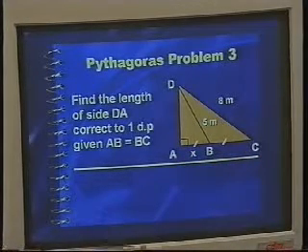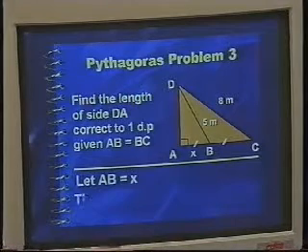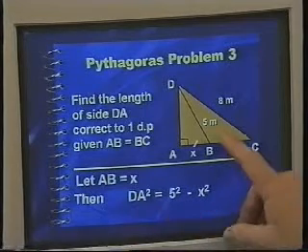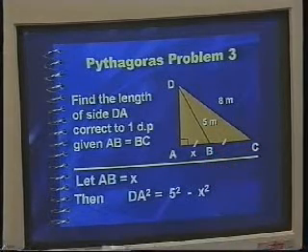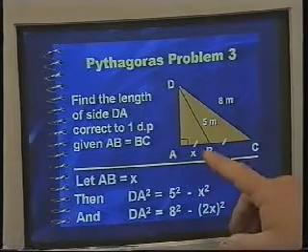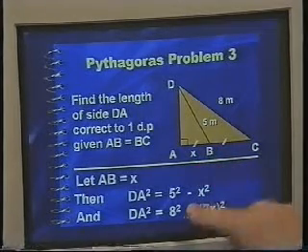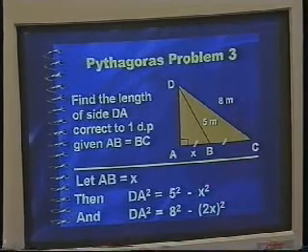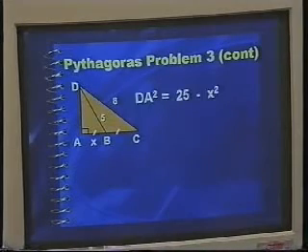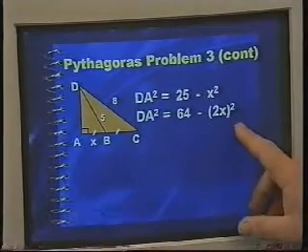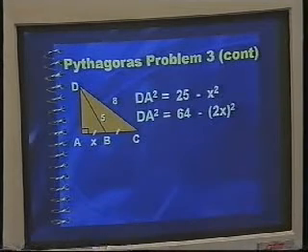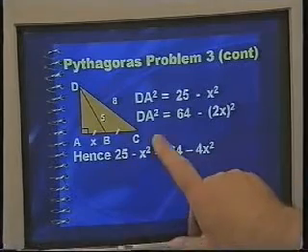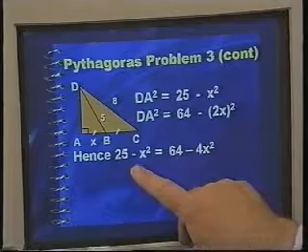Now, let's first of all call AB x, and then we can get from Pythagoras that dA squared should be the square of 5 minus x squared. In other words, also, of course, dA squared in the big triangle becomes 8 squared, subtract 2x, all squared. And here's where your knowledge of algebra becomes important, because you should know that 2x all squared is actually equal to 4x squared. So I've got the same thing as I had on the previous graphic, and we equate, because both these expressions are equal to dA squared.